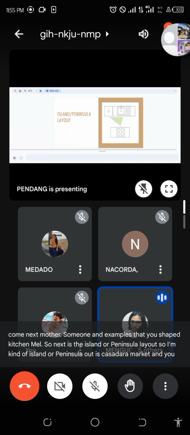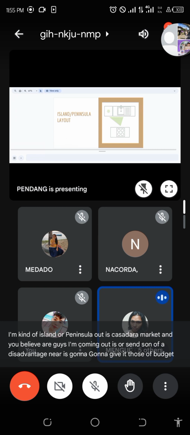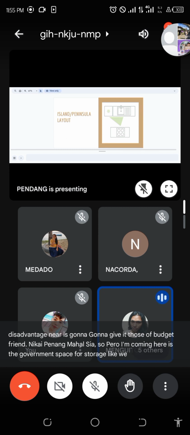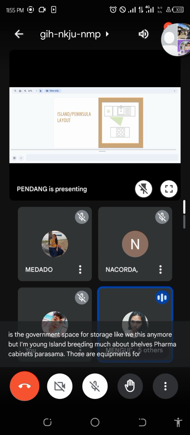Like, makita din siya sa mga luxurious na lugar. Kay, ang kitchen layout is usa sa disadvantage niya is dili siya budget friendly, kay mahal siya. Pero, ang kitchen layout is daghan siya og space for storage. Like, pwede ninyo butangan sa iyang island, pwede naman siya butangan dito og shelves or mga cabinets para sa mga tools or equipments for cooking o sa kitchen.